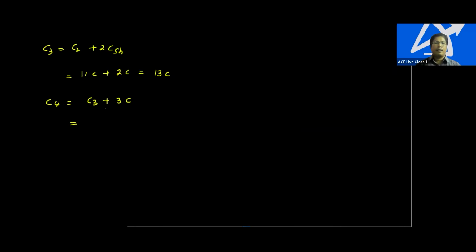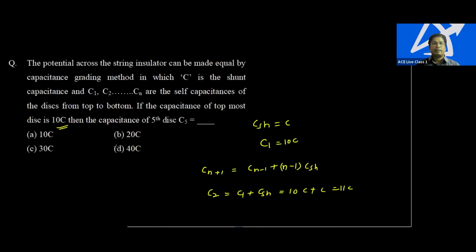Right. C3 is C2 plus 3C, that is 13C plus 3C, which is 16C. C5 is C4 plus 4C. C4 is 16C plus 4C, so it will be 20C. 20C is the answer. Like that you can carry on. So if you remember the formula, everything is fine.